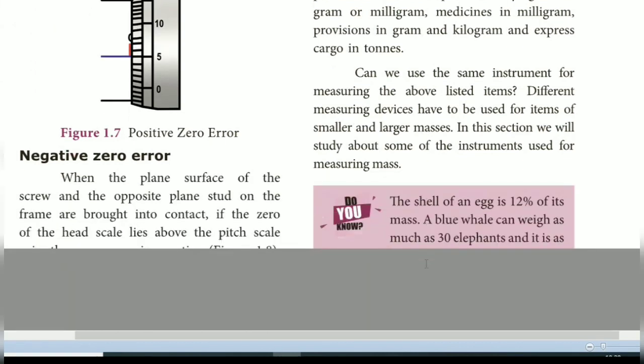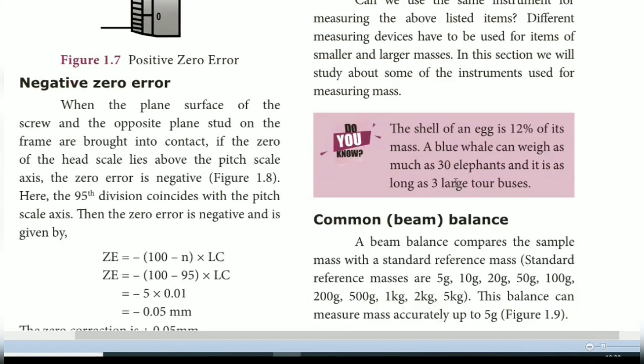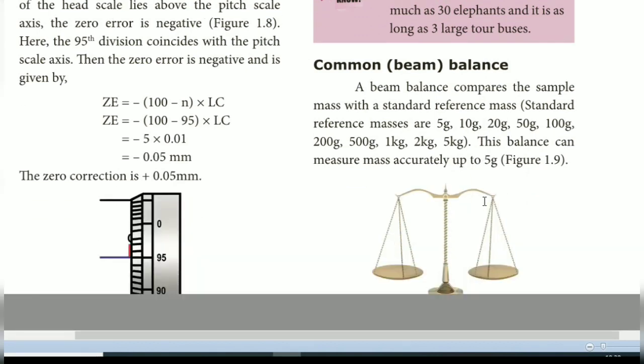Before we discuss measuring devices, one more thing. The shell of an egg is 12% of its mass. A blue whale can weigh as much as 30 elephants and it is as long as 3 large tour buses. Okay, let us discuss measuring devices.